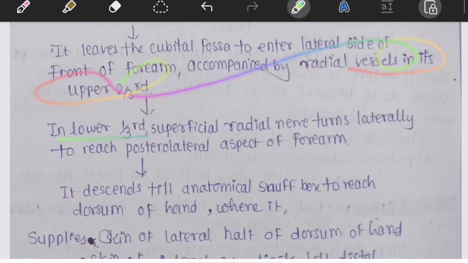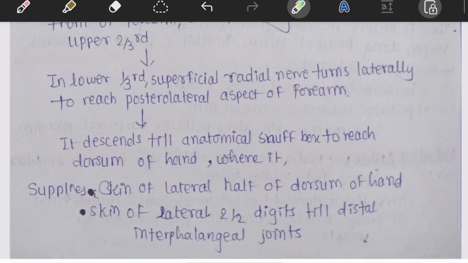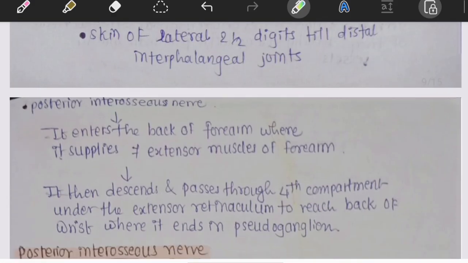Next, in the lower one-third, the superficial radial nerve turns laterally to reach the posterolateral aspect of the forearm. It descends till the anatomical snuff box to reach the dorsum of the hand, where it supplies the skin of the lateral half of the dorsum of the hand, and the skin of the lateral 2.5 digits till the distal interphalangeal joints.